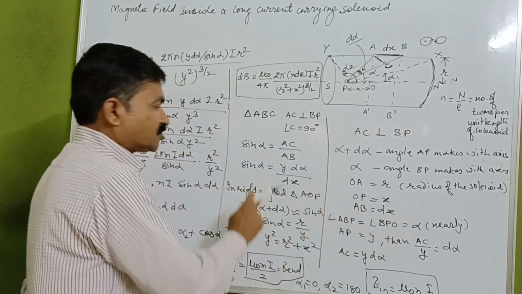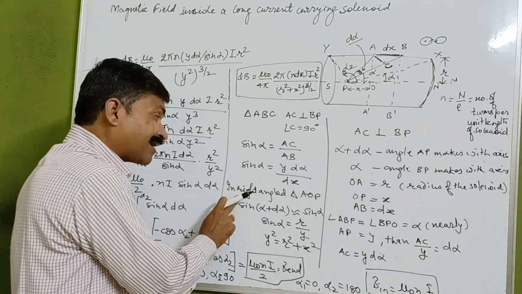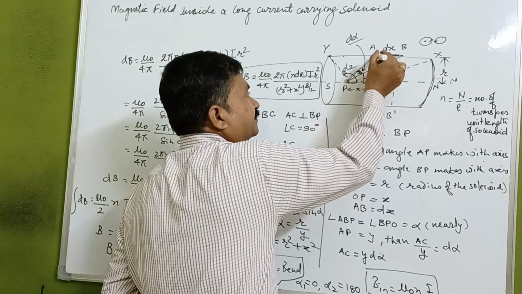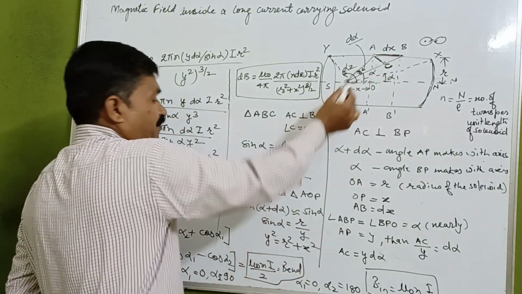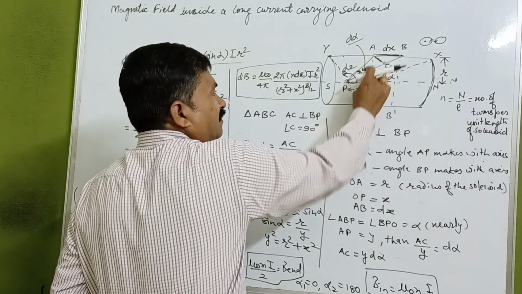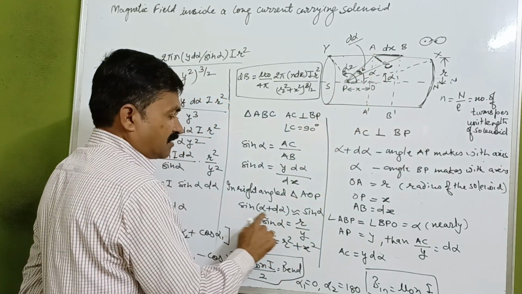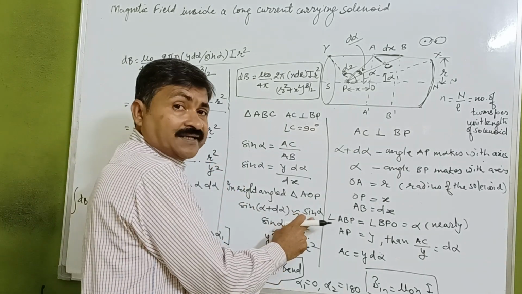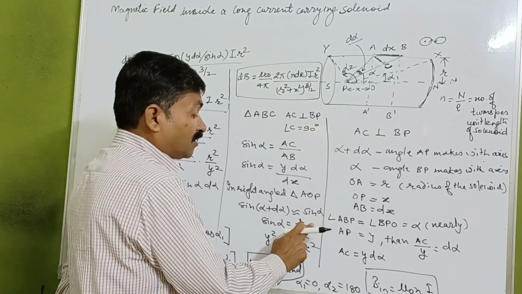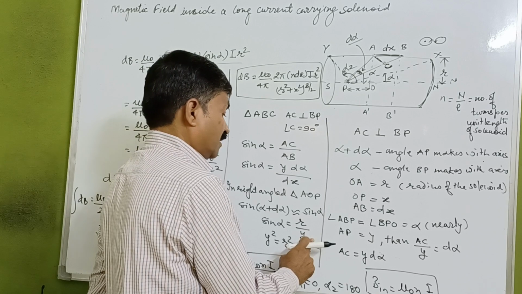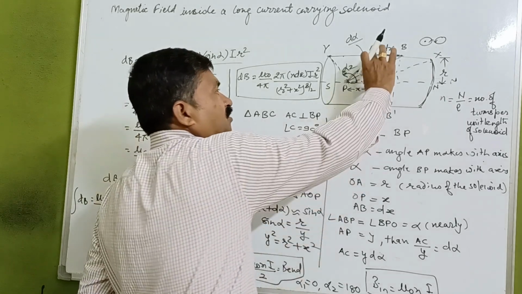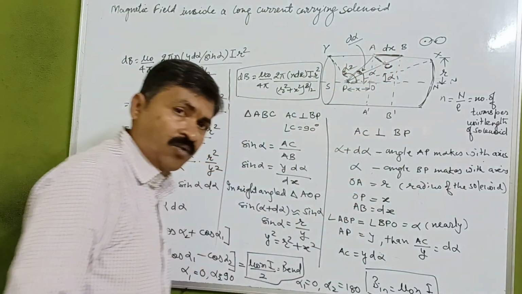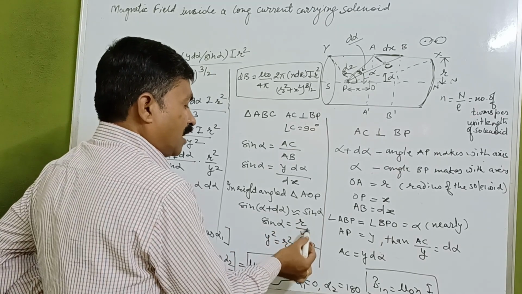So we have substituted this. Now if we go through the right angle triangle AOP, then the angle is alpha plus d alpha. So sine of alpha plus d alpha, and d alpha is a very small angle, so we can assume it is equal to sine alpha. Now sine alpha will be equal to r upon y, perpendicular upon hypotenuse. AP is the hypotenuse and perpendicular is AO. So we have got sine alpha is equal to R upon Y.